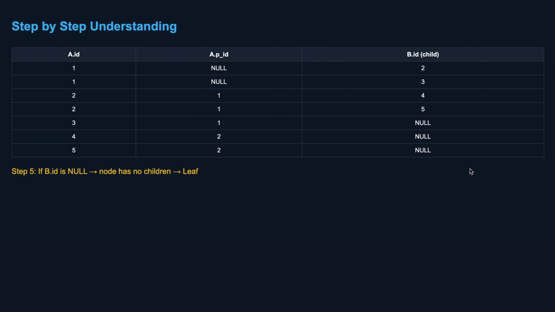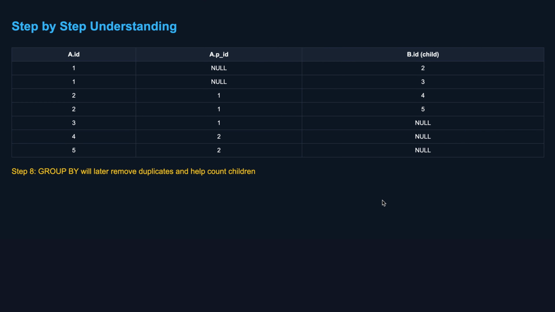Now we can identify the leaf nodes. If b.id is null, it means the node does not have any children, so that node is classified as a leaf. Next we can identify the root node. If a.p_id is null, it means the node does not have a parent, so that node is classified as a root. Of course, the remaining nodes are inner nodes. These nodes have a parent, that means a.p_id is not null, and also have children, that means b.id is not null. So they are classified as inner.